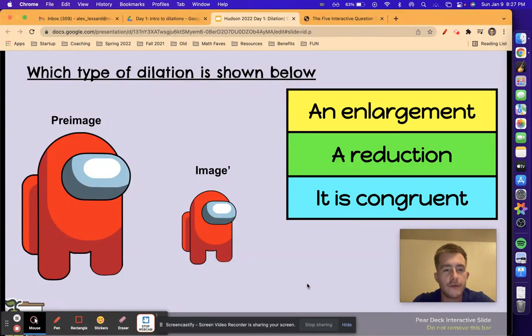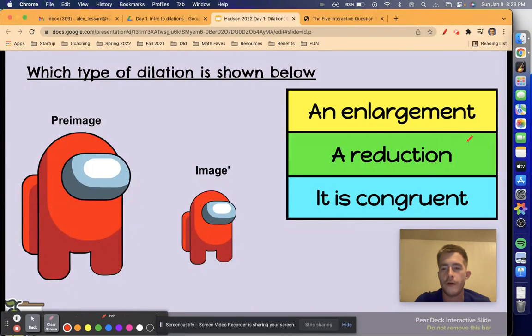All right, let's go over the last two. This one was a reduction. We started with our pre-image, and our image with the little apostrophe is what we end with. It looks like our shape got way smaller, so that's a reduction.